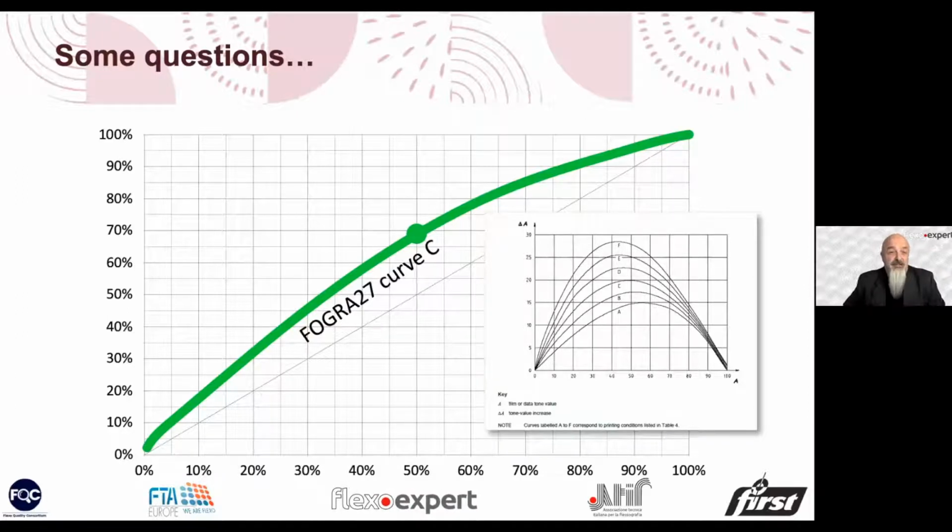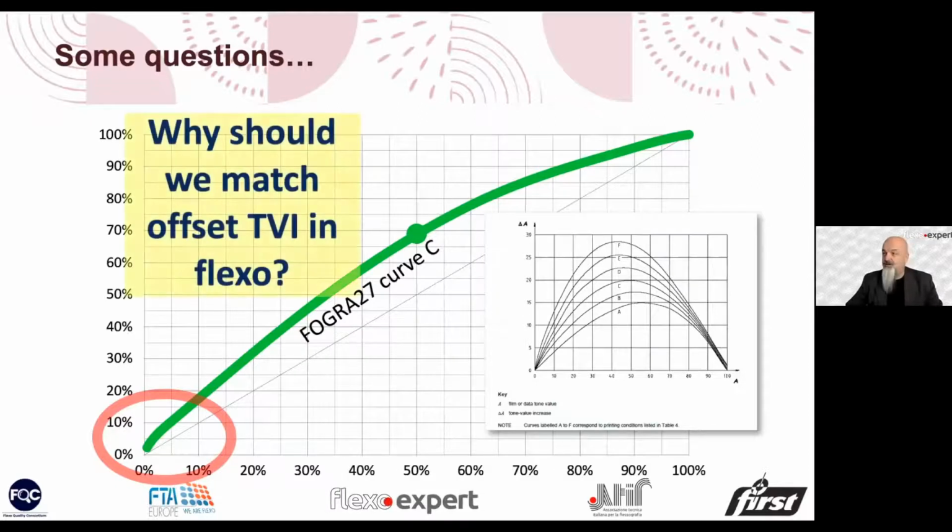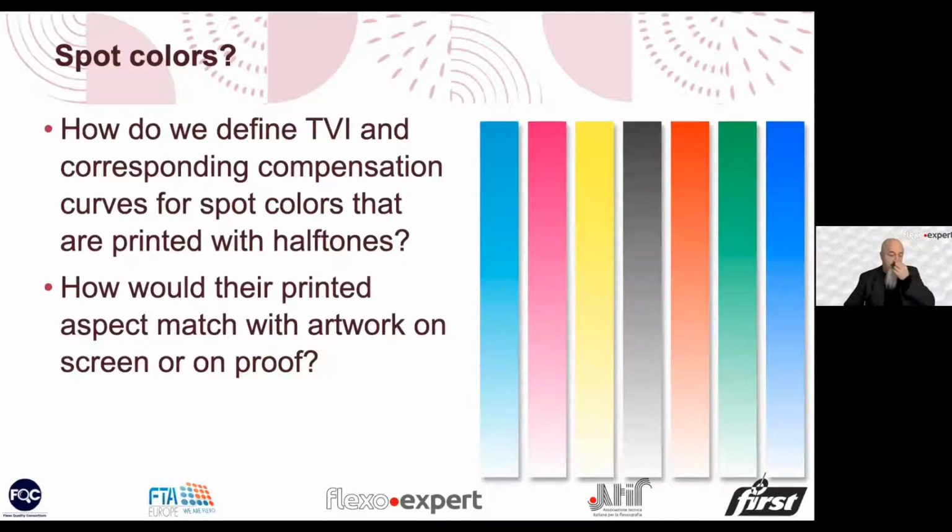This curve was adapted to flexography by adding a little bump in the highlights to accommodate a flexotypical behavior in those areas. Okay, but why should we match offset TVIs in flexo? That's another good question that we should answer. And there is more. The Murray-Davis formula is okay for CMYK. It's always been okay. I mean, we've been using it for so many years. But how do we manage halftones in spot colors?